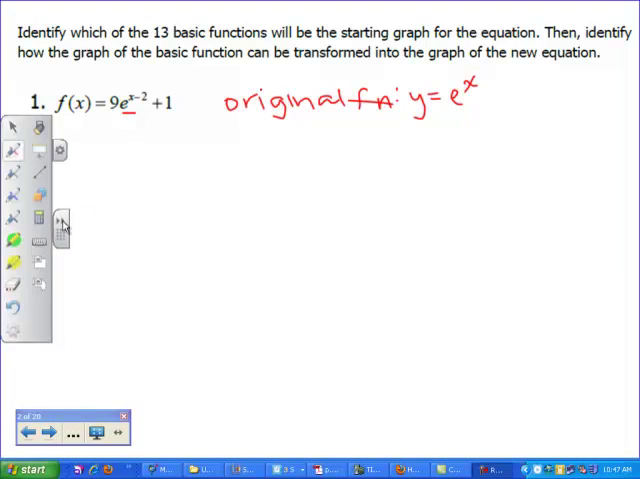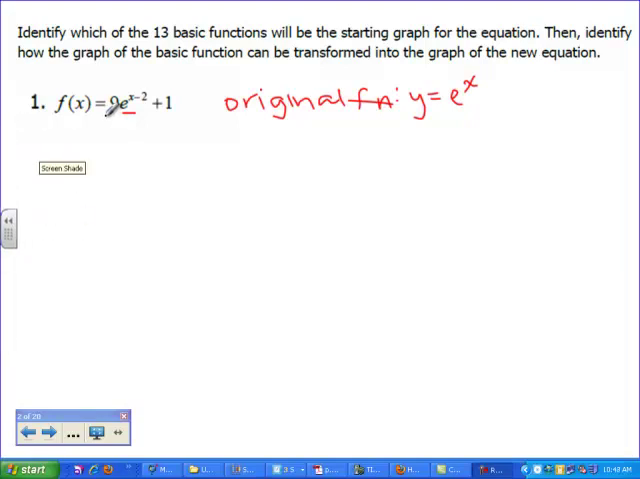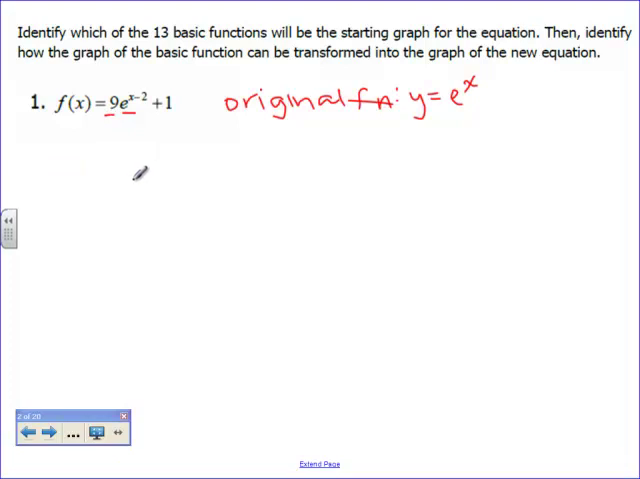What I first see is the 9 out front. Any number that is a coefficient to your function is a multiplier. So that's going to be a vertical stretch times that number. So a vertical stretch times 9.